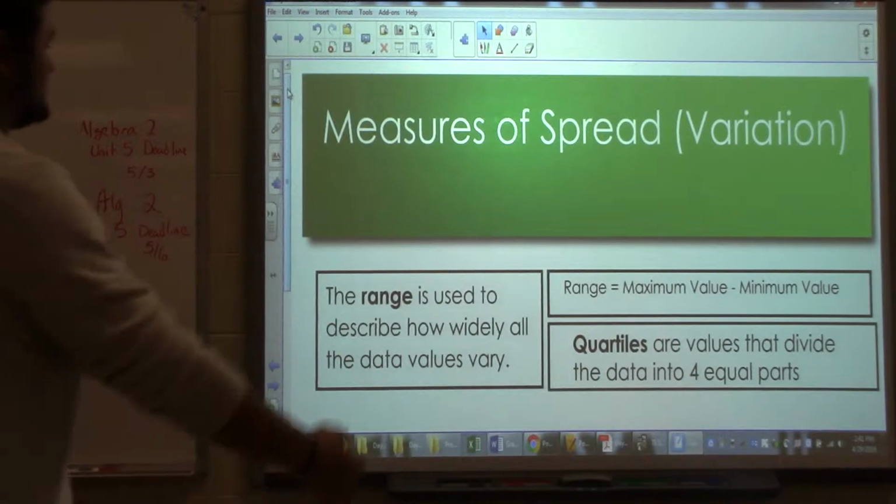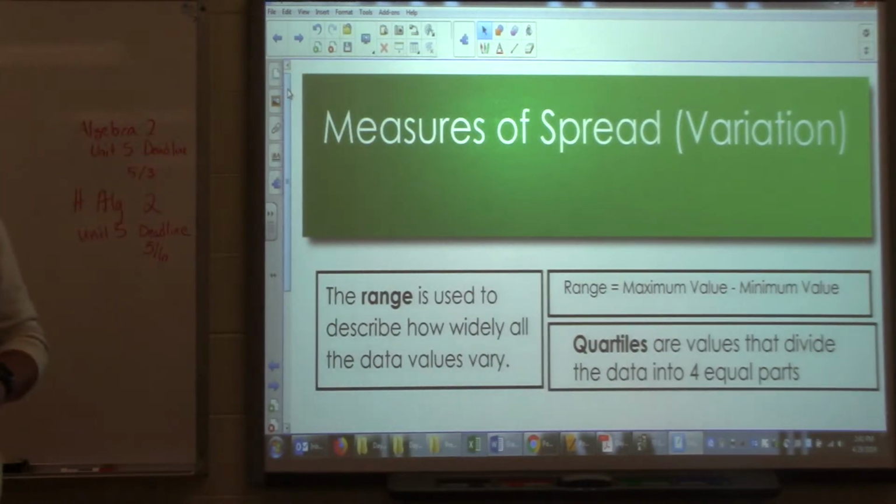First of all, range. Used to describe how widely the data set varies. Maximum versus a minimum value. Right? You should know this probably from like 7th grade on. You know what the range is. You take the biggest value, subtract off the littlest value.